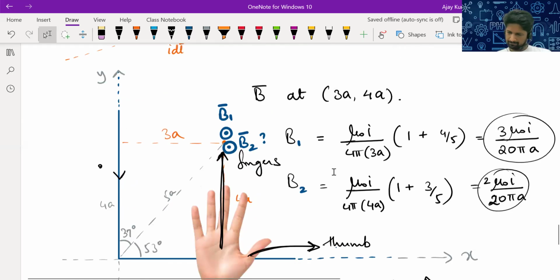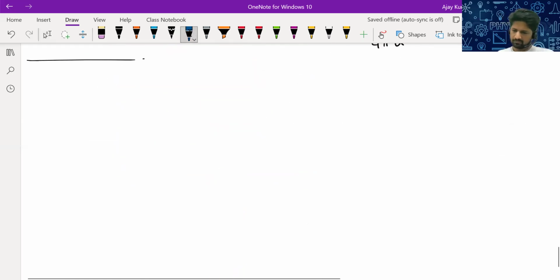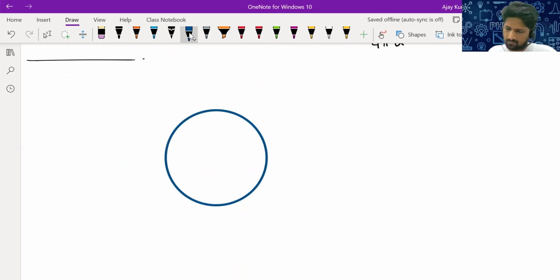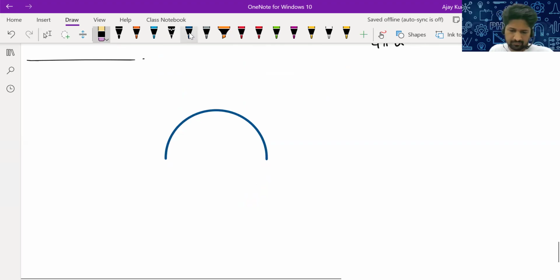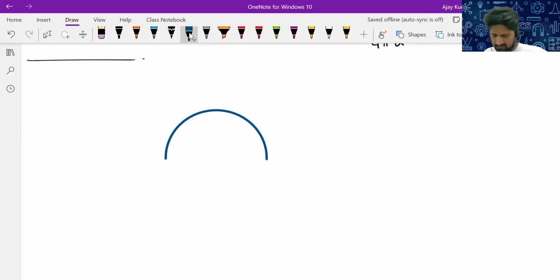Okay. Let's consider one more question. Let's solve one more question. One of you quickly tell me, what is the formula for magnetic field produced by an arc at its center? Arc of current at its center. So mu naught I theta by 4 pi r, where r is the radius of the arc.